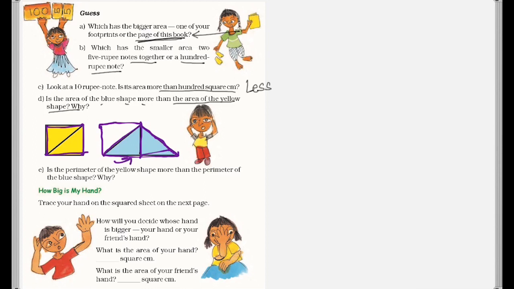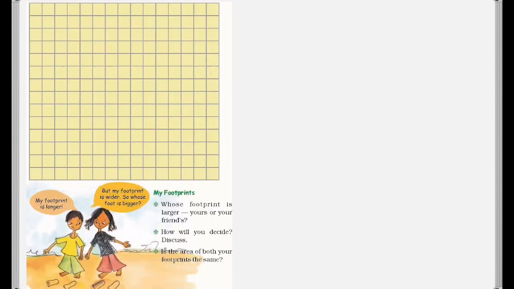Now, how big is my hand? Trace your hand on the squared sheet. You will find a square sheet on the next page. So how will you decide whose hand is bigger, your hand or your friend's hand? What you will do is measure the area of your hand and your friend's hand. On this sheet you can draw your handprint and then decide.